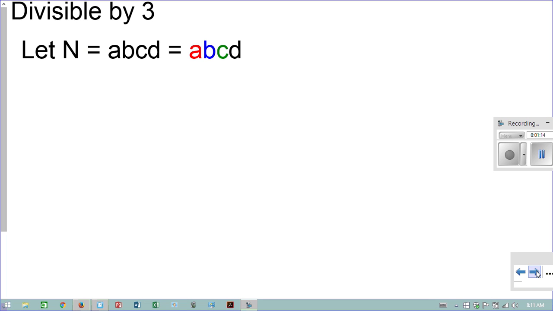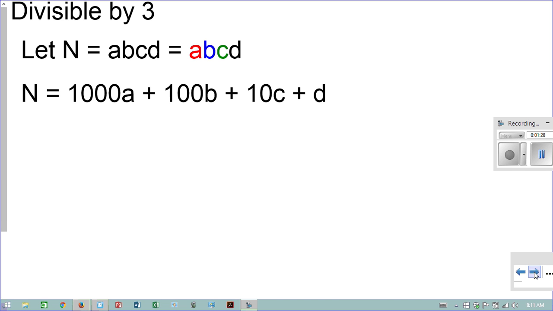So, we're going to look at divisibility by 3. We're going to start off with a 4-digit number. So A's in the thousands place, B's in the hundreds place, C's in the tens place, and D's in the ones place. We could actually expand that out, and so whatever number's in the thousands place, it's really 1,000 times that. Whatever number's in the hundreds place, it's really 100 times that. So we have the expanded form.